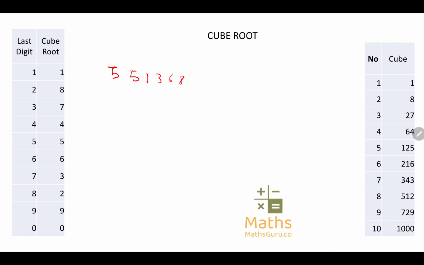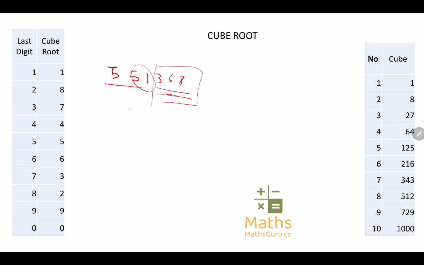551368, we split it into two parts: the last 3 digits and the remaining digits. If it's a 5-digit number, then it would be the last 3 digits on the right-hand side, and whatever is remaining on the left. So the first part is 368.